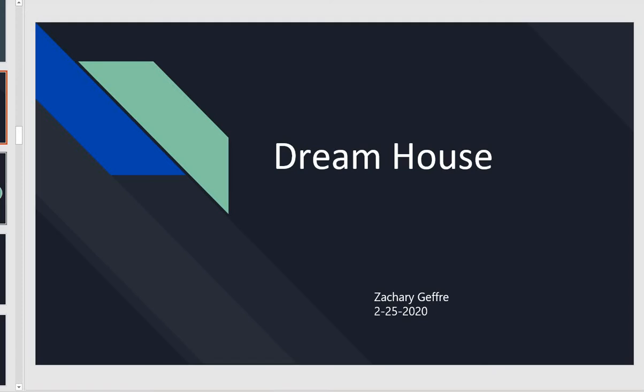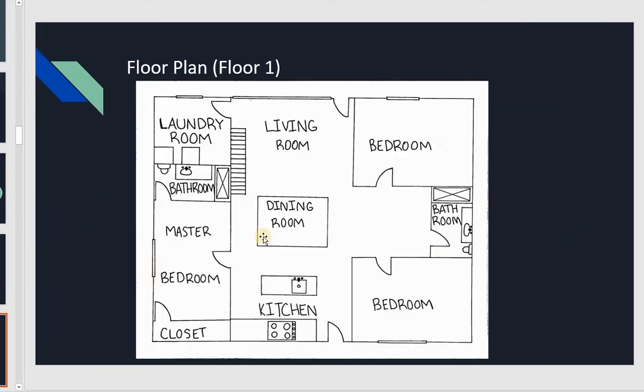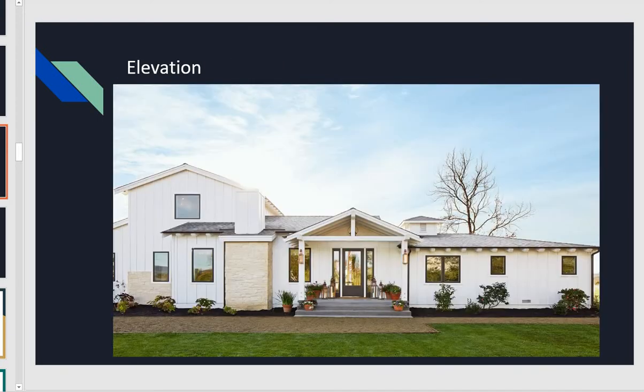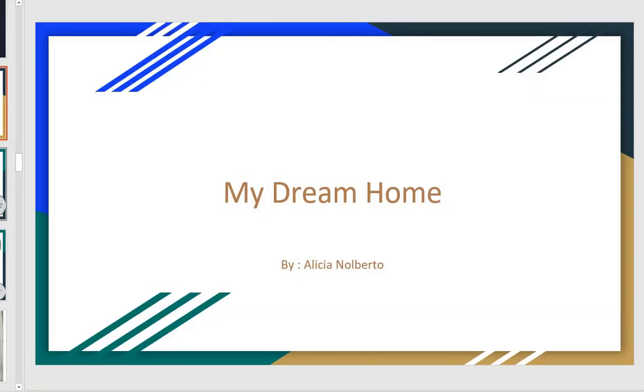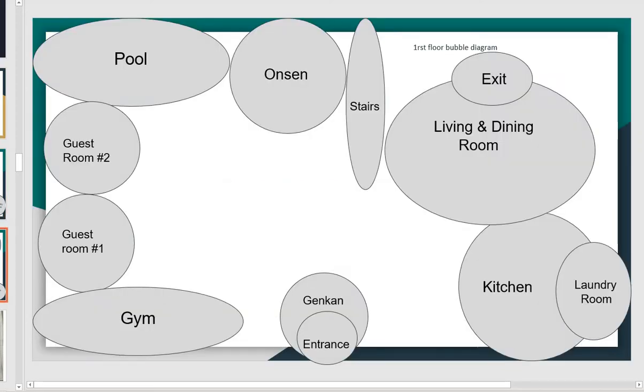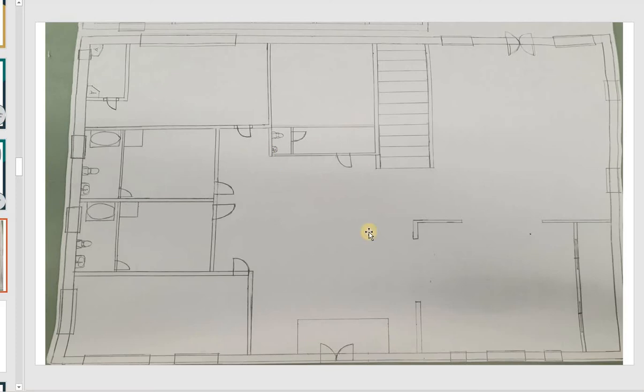For example, this is a dream house. After that you create the bubble diagram, you create the floor plan. You can do it by hand, manual drafting, or you can do it by AutoCAD, Revit, SketchUp. This is the elevation, and finally you do the material. That finishes one presentation. So I post right here many examples from previous students. Of course I have a lot of examples, but this one just finished last spring, so I want to share with you.